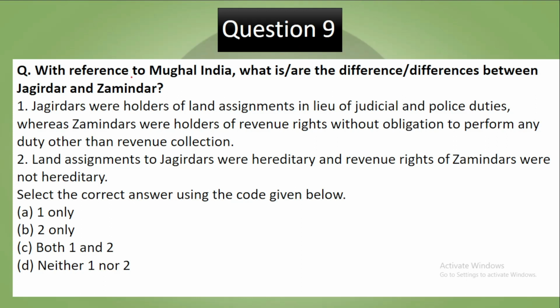Question number 9. With reference to Mughal India, what are the difference or differences between Jagirdar and Zamindar? One, Jagirdars were holders of land assignments in lieu of judicial and police duties, whereas Zamindars were holders of revenue rights without obligation to perform any duty other than revenue collection. Two, land assignments to Jagirdars were hereditary and revenue rights of Zamindars were not hereditary. Select the correct answer using the code given below. Pause the video, try to answer. Now let's see the answer.